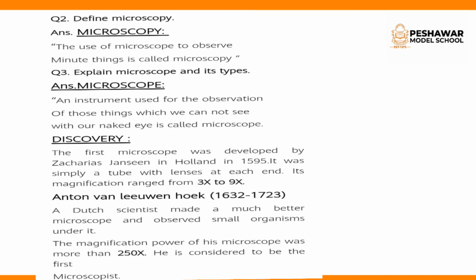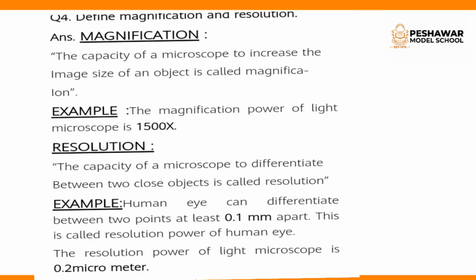What do you mean by microscopy? When we use a microscope to study things, it is known as microscopy. Then we discuss the discovery of the microscope. The simple microscope was produced by Zacharias Janssen in 1595, and then a much better microscope was discovered by Anton van Leeuwenhoek, whose magnification power was 250x.